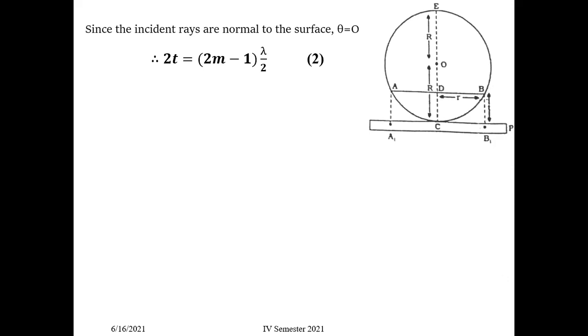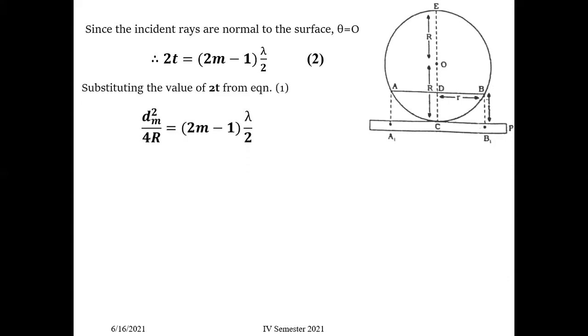From equation 1, what is the value of 2t? Substituting the value of 2t from equation 1, d square by 4r is equal to (2m minus 1) lambda by 2. Here I am writing D_m, where m represents the order of the fringe, which is an integer. D_m square by 4r is equal to (2m minus 1) lambda by 2. To find the diameter of the fringe, D_m is equal to the square root of (2m minus 1) 2 lambda R.